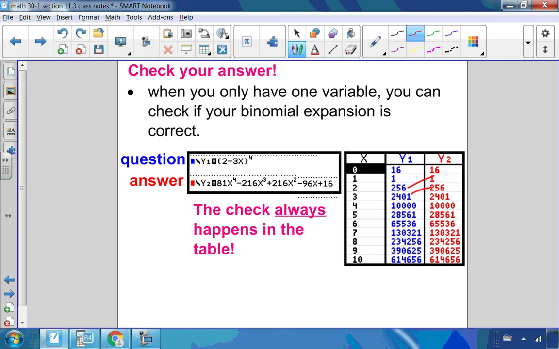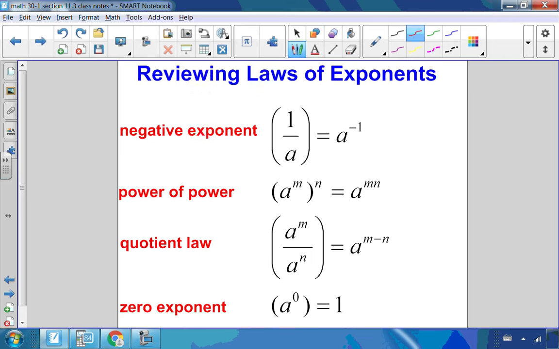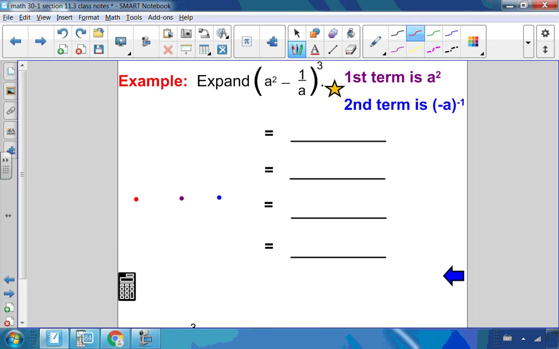Okay, so we're going to do one more example where the variable is the same for both the terms. And I just wanted to do a fairly quick review of our laws of exponents. These are the ones that we use the most: negative exponents, power of power, quotient law, and zero exponent, which we've already talked about. We're going to use them because in this next example of a binomial expansion, we have only one variable, which means we'll have to use our laws of exponents to simplify.